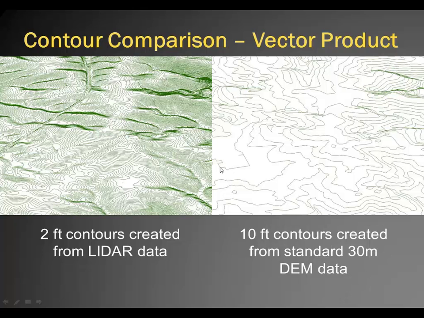Now, contours. What's a contour? A line of equal elevation. So as we move along this line, it's all at 900. So we move along the next one, it's all at 910. The next one is 920, and so on and so forth.